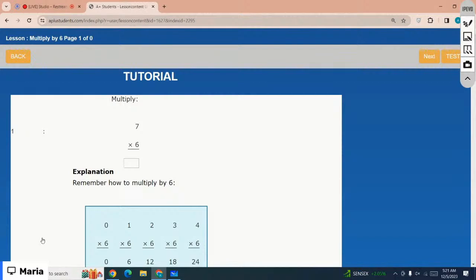42 it is. 7 times 6 is 42. The correct option is 42. Let's just start with the test questions.